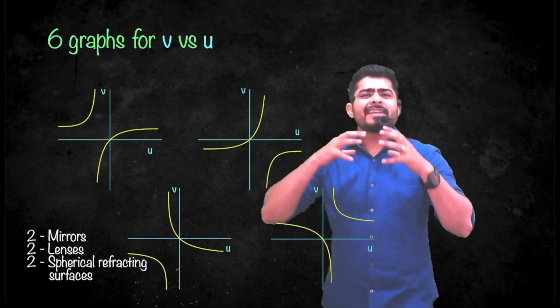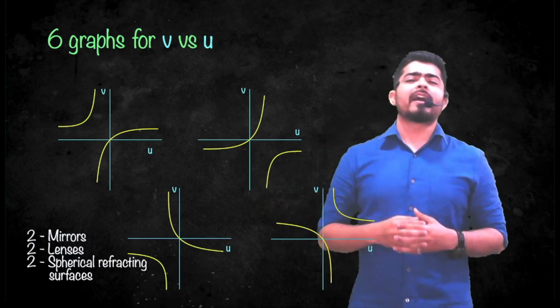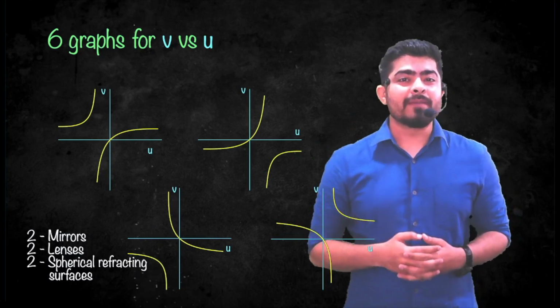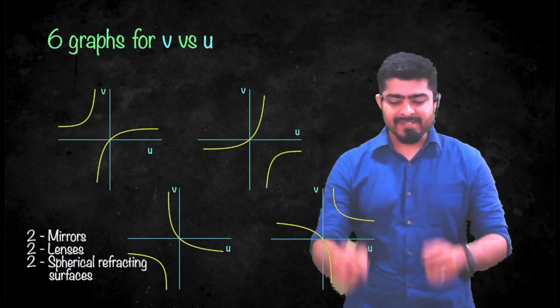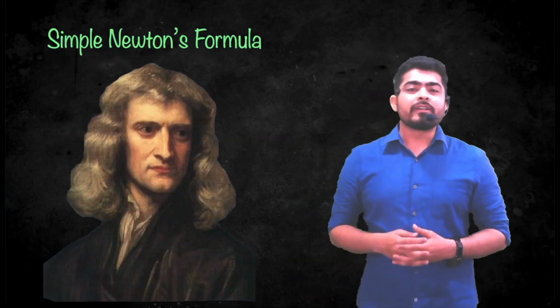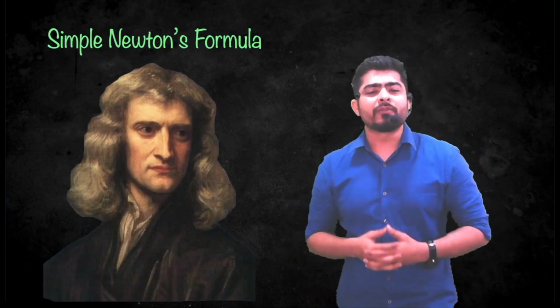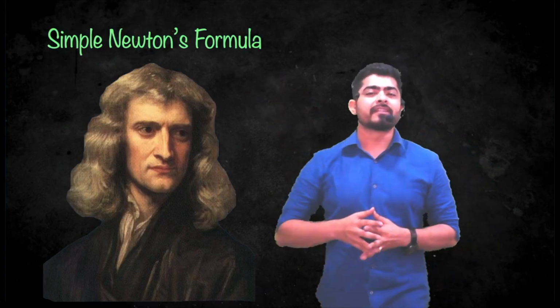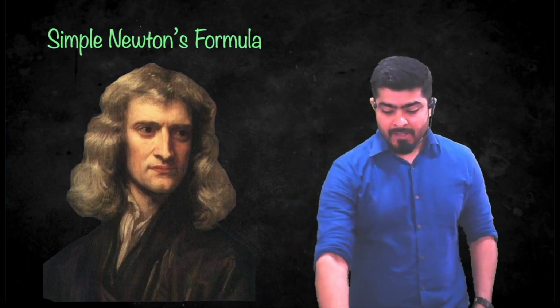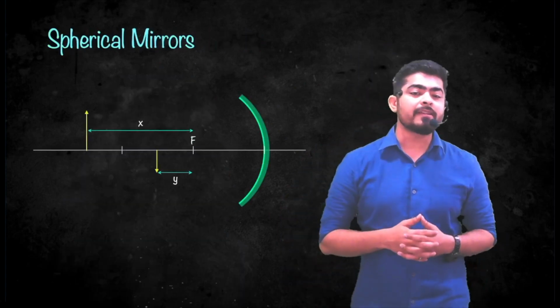So there's a very easy trick, a very easy formula that was given by Newton himself, and it will help you understand these graphs easily. So let's continue. Newton gave a simple formula, we call it Newton's formula. First of all we are going to understand a simple version of this formula. So let's first look at spherical mirrors.